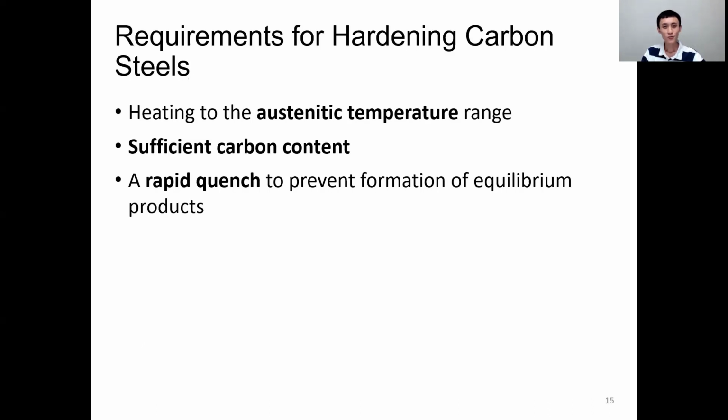So in order to form martensite and get the desired hardness and strength for carbon steels, we have 3 criteria as we have discussed. First of all, we have to heat the material into the austenitic temperature range. Also we have to have sufficient carbon percentage, which usually has to be at least 0.6% carbon. And also we have to use a rapid quenching technique.